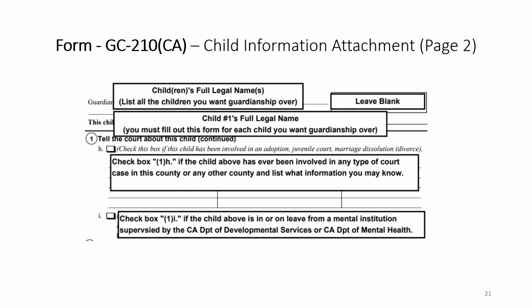In Item 1H on page 2, you will provide the details of any existing court cases involving the child that you are aware of.